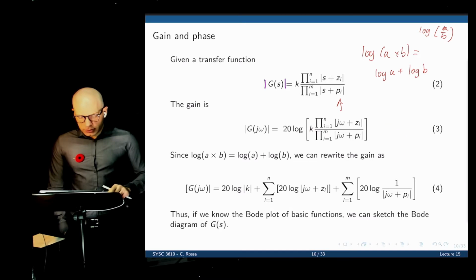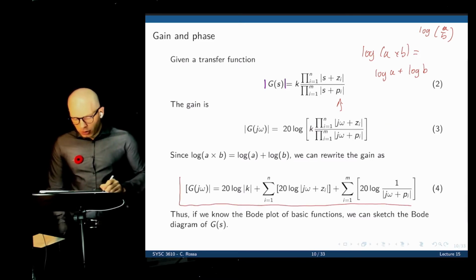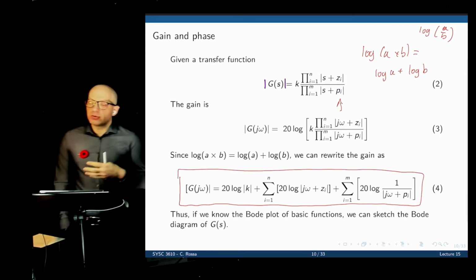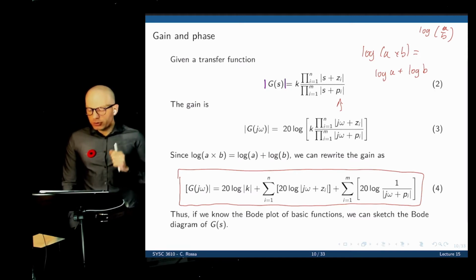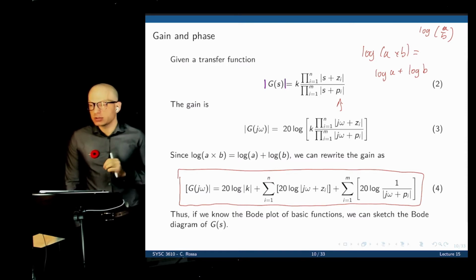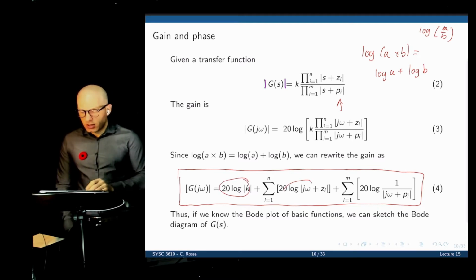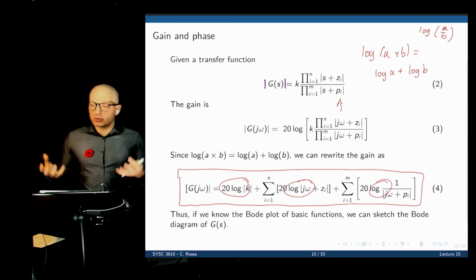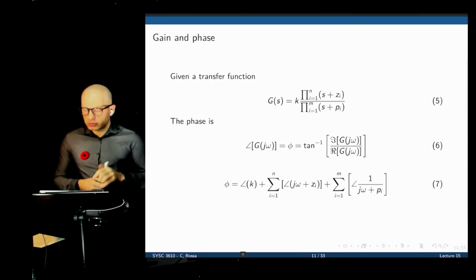And we have a very important conclusion here: if we can define the Bode plot for individual poles and the individual zeros, all we have to do to find the Bode plot of the entire transfer function is to add them up. So if you know the Bode plot of basic functions, we can sketch the Bode plot of the entire transfer function. So all we need is the Bode plot for constant gains, zeros, and poles. And if a transfer function has many of these, just add them up, and that's the Bode plot of the entire transfer function.